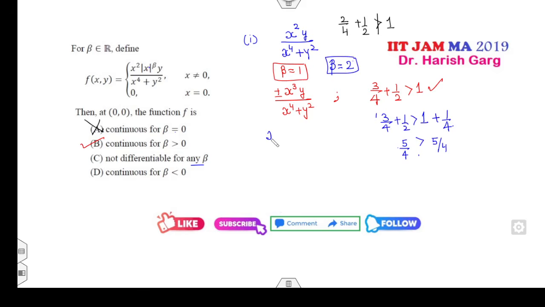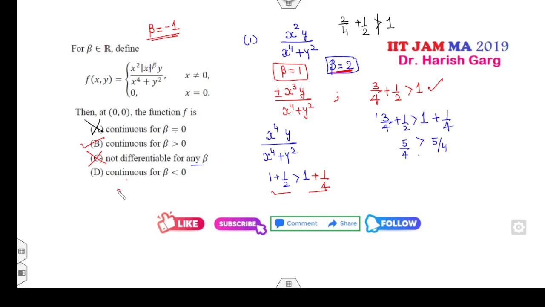Then it will be x raised to power 4, y, x raised to power 4. Is it continuous? Yes, this is my continuous. Is it differentiable? You can see it's a plus 1 by 4. Yes, it's satisfied. So it's not differentiable for any beta. But we can see whenever beta is 2, it is differentiable. Continuous for beta is negative. So assume that beta is my minus 1.